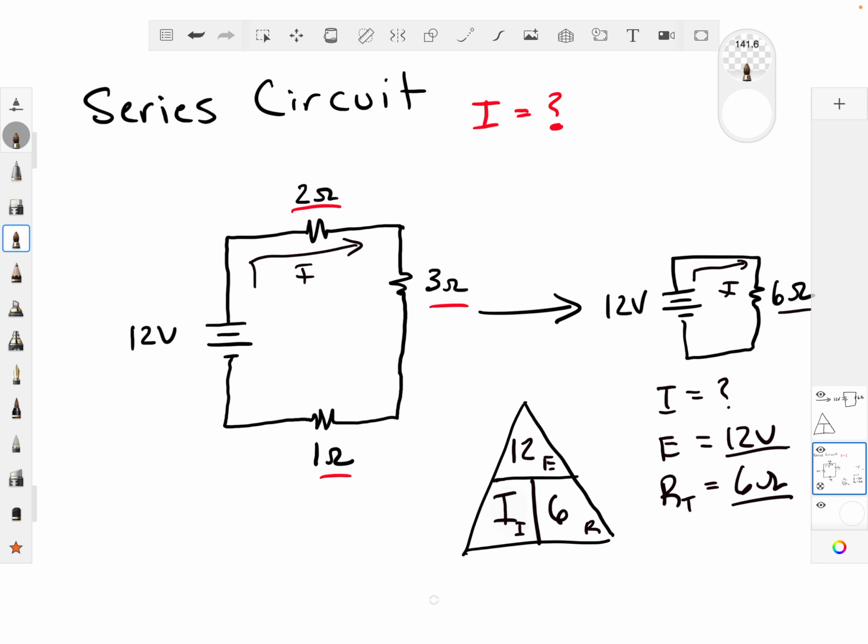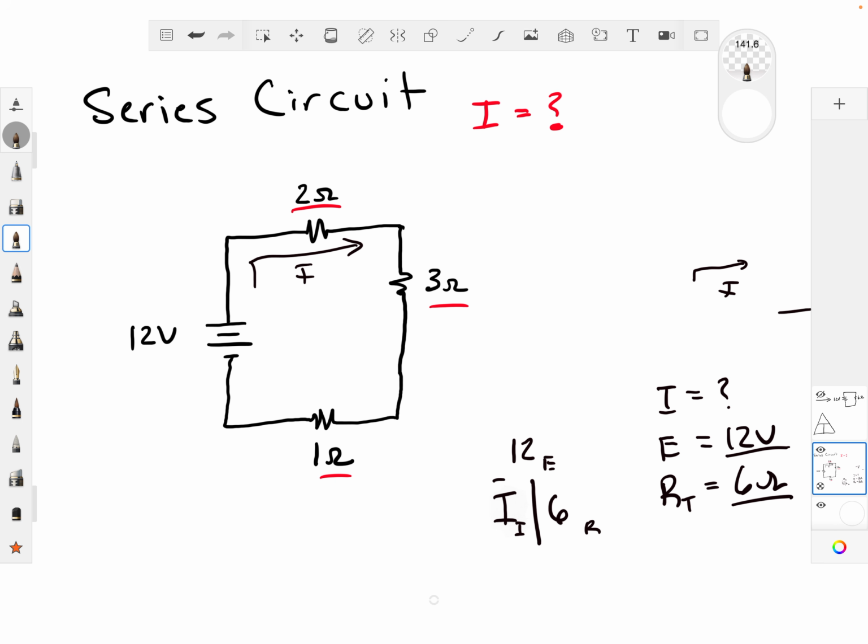So we basically just solve for the current. So what's the current in this circuit? It's 2 amps. So that's all we needed to do on this, but we're going to talk a little bit about some other stuff real quick.